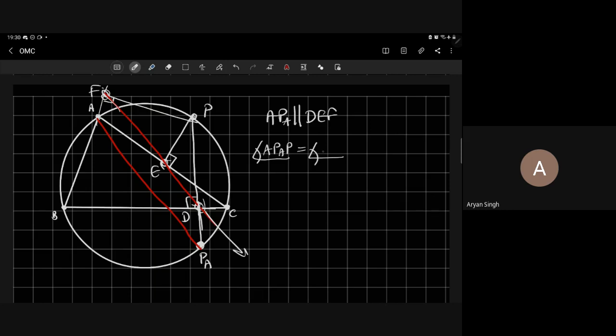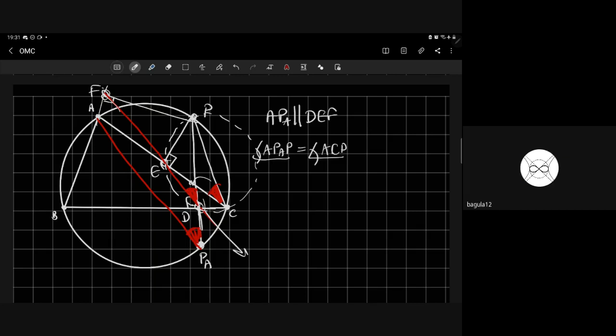Correct. So angle APAP is equal to angle ACP, and that's because the quadrilateral APCPA is cyclic, right? So this angle right here and this angle right here are equal. Now you look at this quadrilateral PEDC. So this white angle now jumps to this one, and these two are equal. Are you able to follow? And these two lines are parallel.